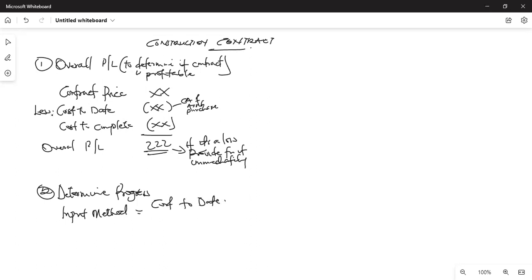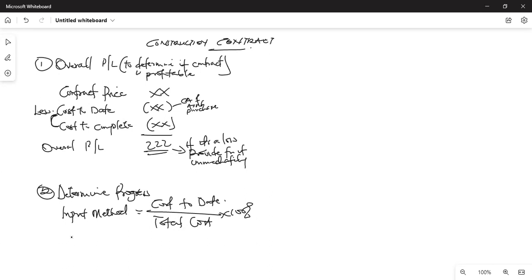Where will you see your cost to date? This is your cost to date over the total cost. What is your total cost? Is this one plus this one. All right, that gives you your total cost. Okay, so that is how you determine it. All right, so you have a percentage of your progress.